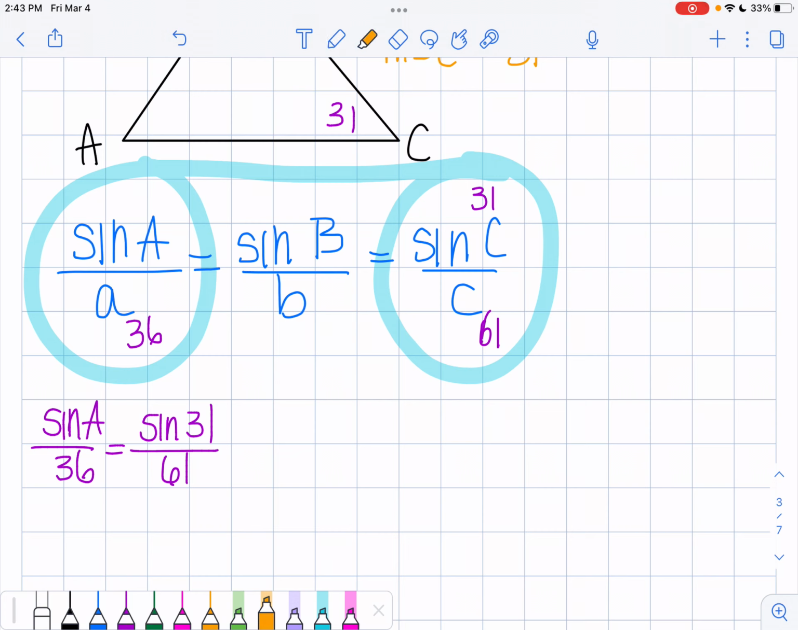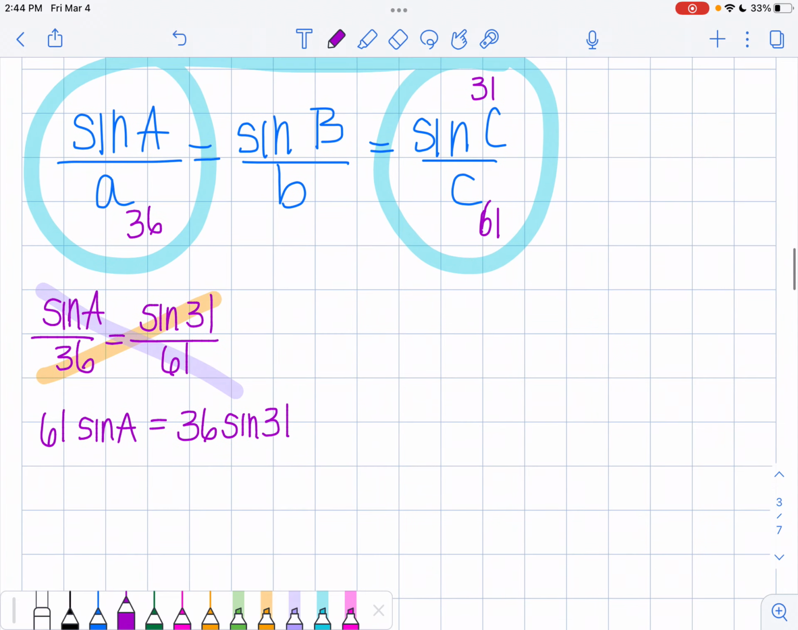Okay, again, same concept. I'm going to cross multiply. So I have 61 times the sine of A is equal to 36 times the sine of 31. Okay, so like we were talking earlier, the sine of the angle is like a group. You cannot split it up. So I have to solve for A. So in order to do that, first thing I have to do is get rid of the 61.